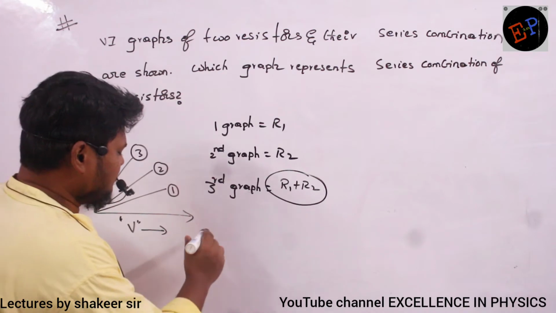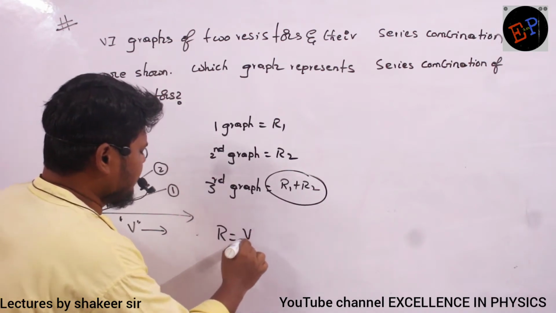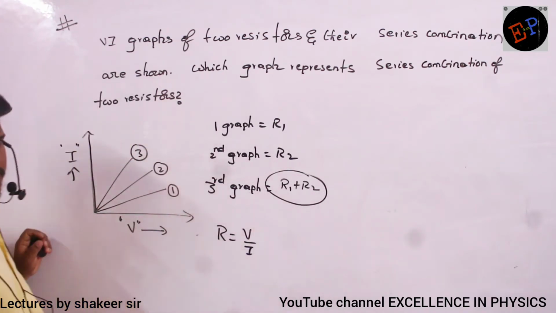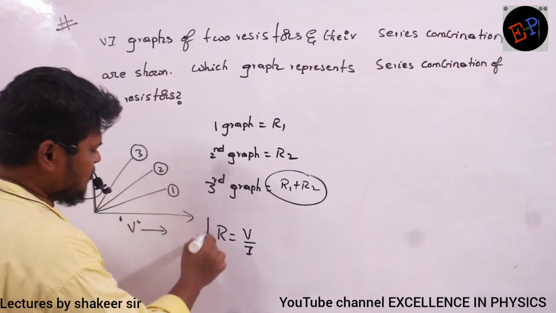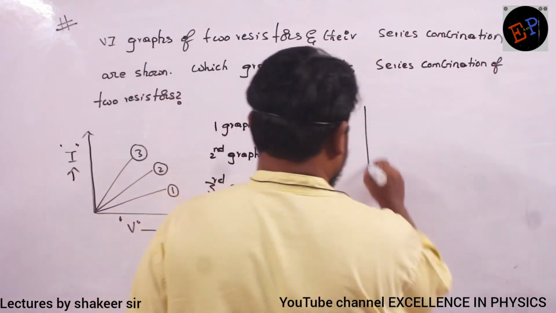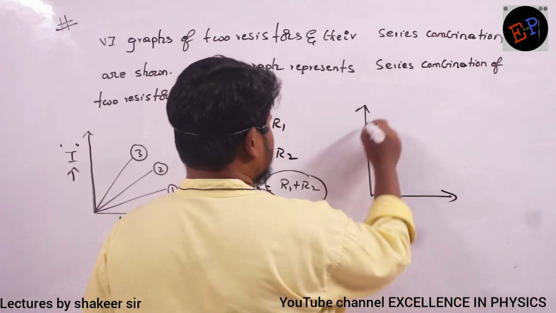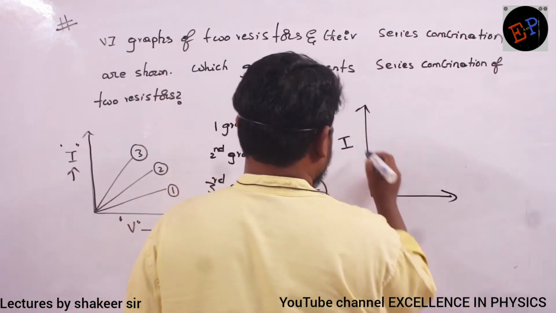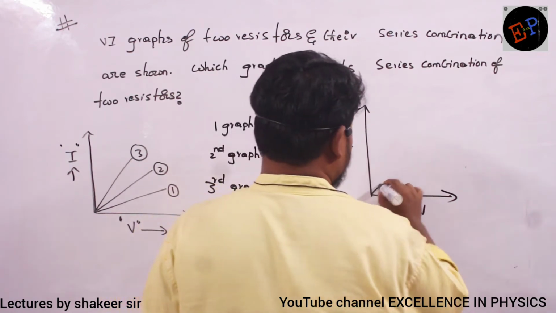Sima, R is equal to V by I, no? This relation we know, no? According to Ohm's law, R is equal to V by I. So for example, on the y-axis I is given, on the x-axis V is given. Let us take this graph.